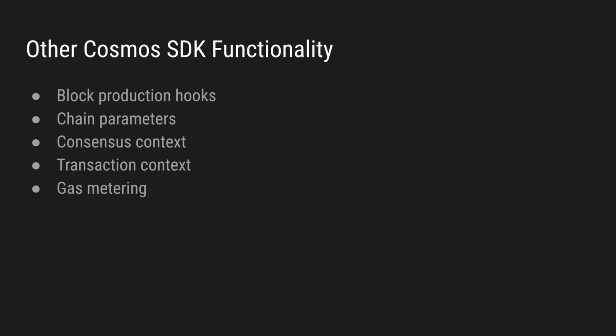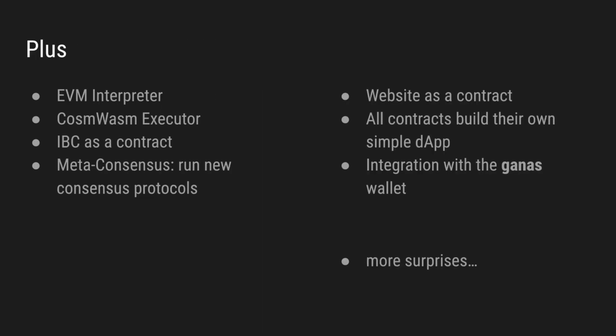And there is more. Block production hooks, chain parameters, consensus context, transaction context, gas metering are handled in WasM contracts. Plus, we already did these: EVM interpreter, CosmWasm executor, IBC as a contract, meta consensus, which is an abstraction layer to switch and run new consensus protocols, and you have seen recent videos on this. Website as a contract. All contracts can build their own simple dApps and register their dApps with the chain. Integration with the Ganos wallet, and there are more surprises to come.